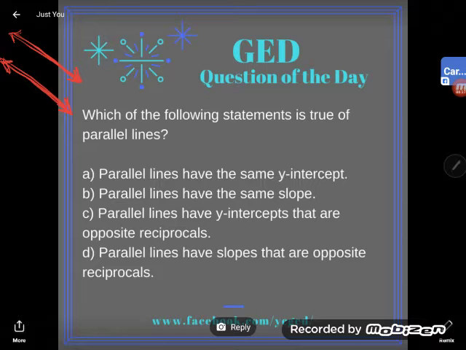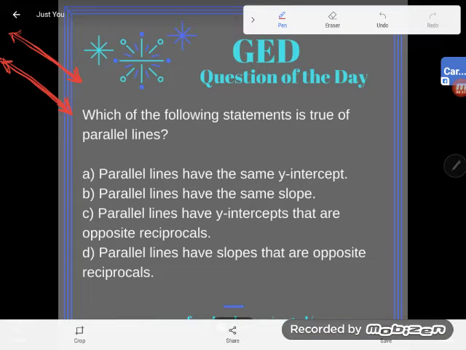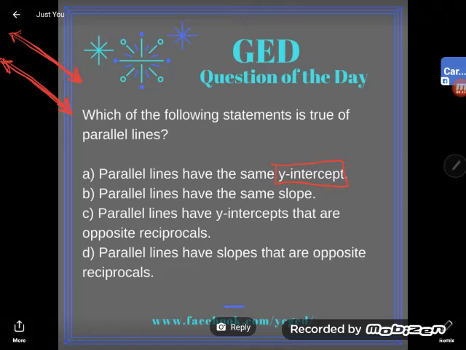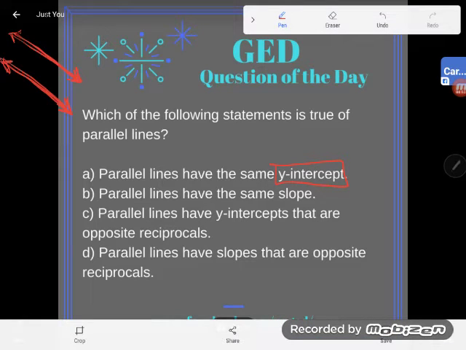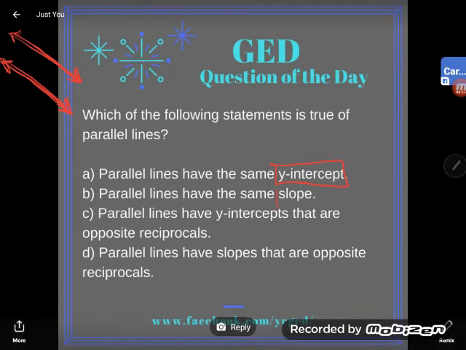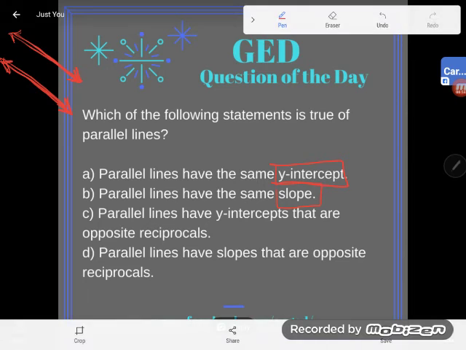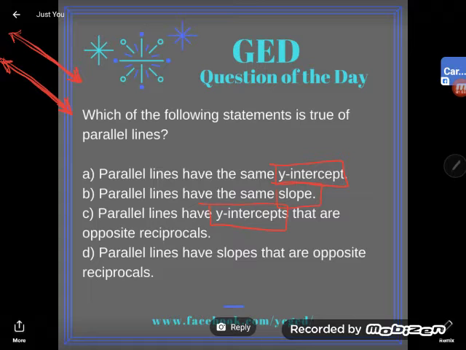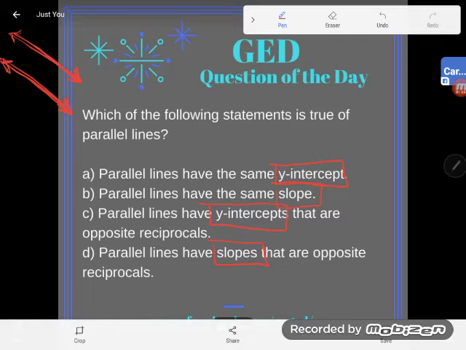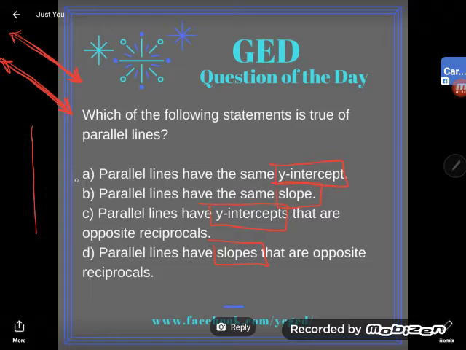Okay, so let's take a look at these four statements. I'm going to just read through them first before I decide my problem-solving technique. So A, parallel lines have the same Y-intercept. I start thinking of graphs when I hear Y-intercept. That's one of our graphing terms. B, parallel lines have the same slope. Ooh, I'm getting more in mind of graphs here. C, parallel lines have Y-intercepts that are opposite reciprocals, again with the Y-intercepts. And D, parallel lines have slopes that are opposite reciprocals. Okay, so you see I have a lot of graphing language here, so I'm clearly putting my parallel lines on an XY plane and considering them.